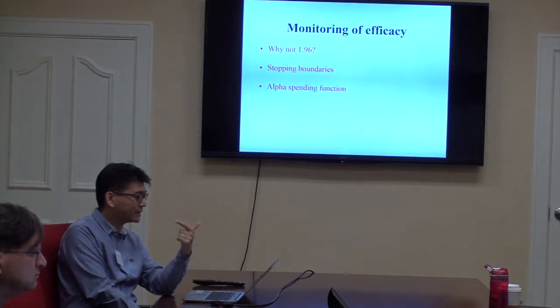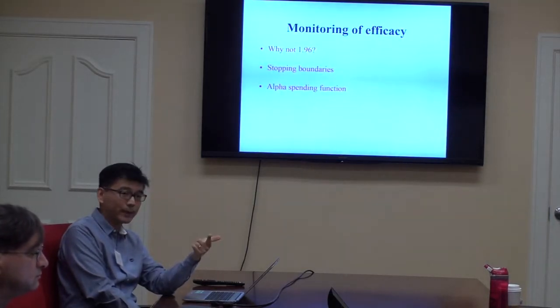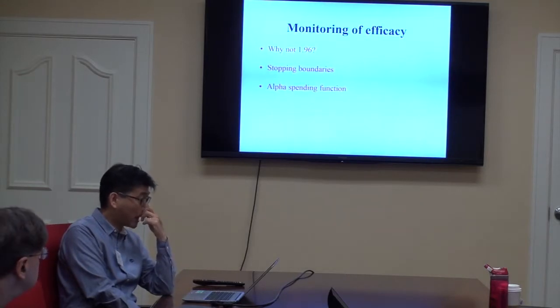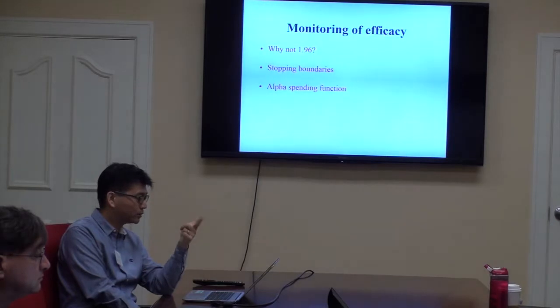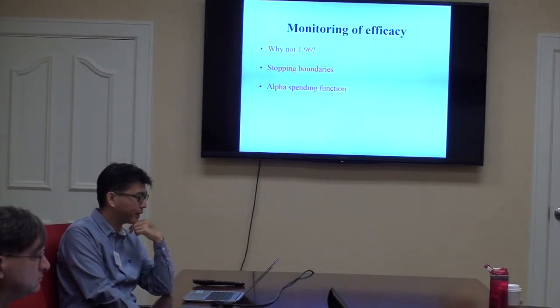So why not 1.96? The second is how to use a stopping boundary. The third point is how to build a stopping boundary using an error spending function. So these are 3 points: why not do that, how to use it, and how to create it.